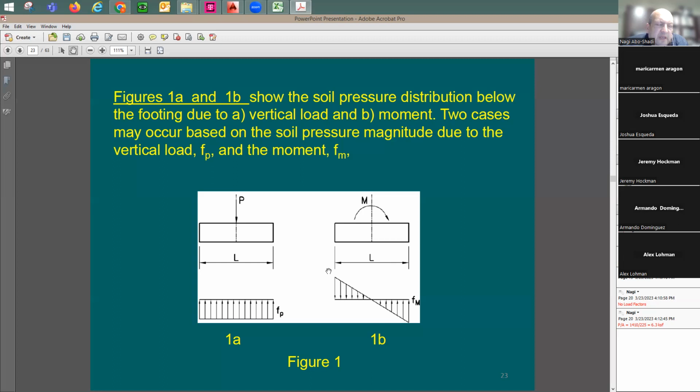Now, if the value of the stress coming from vertical stresses is greater than that coming from the moment and tension, I'm going to have complete compression below the footing. But if I have lots of tension here because the moment value, let's say, was very high compared to the stresses coming from the axial load, it means that the foot is going to be lifting up.